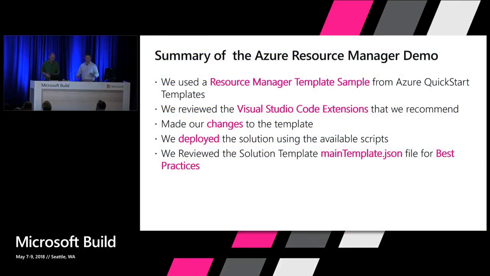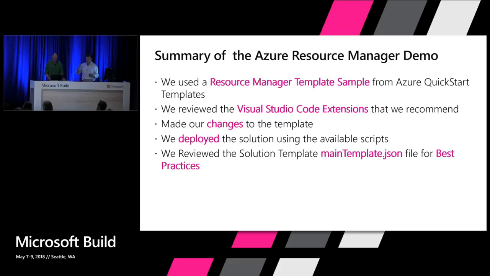Awesome. So just to summarize, the first demo that we did was basically building the Resource Manager template. So we looked at the sample template, how we picked it up from the sample template. Make sure you get your Visual Studio Code extension for ARM. We made our changes, we deployed, and then we did the testing and looked at some of the best practices.